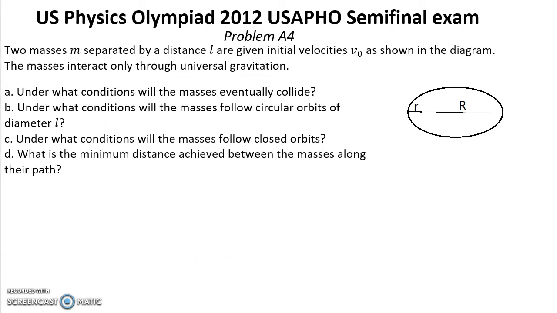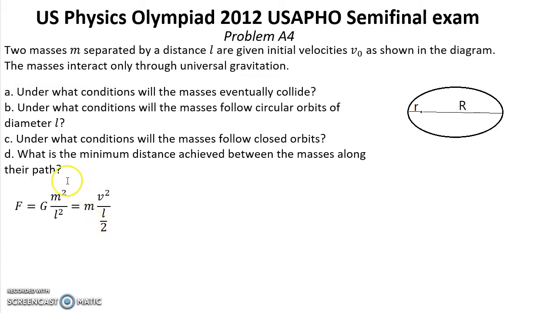Question B. Under what conditions will the masses follow circular orbits of diameter L? First, let's write the expression for the gravitational force between these two masses. That will be G m squared over L squared. But on the other hand, this force which holds the planet on a circular orbit must be equal to the centripetal force m v squared over the radius, which is L over 2.